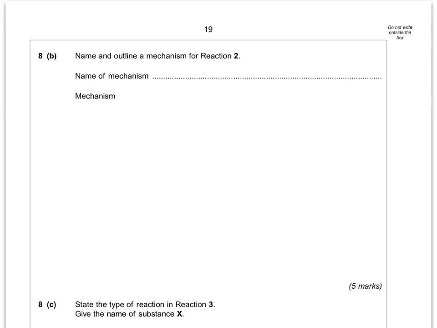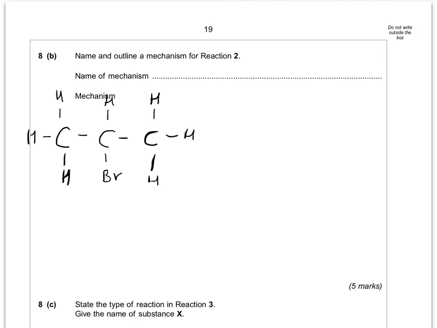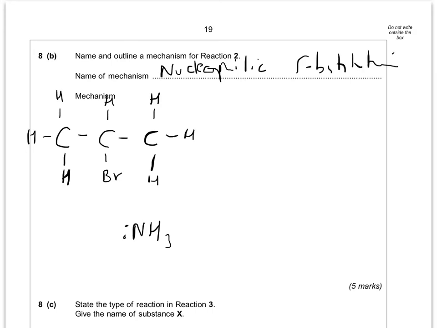And the next one says, name and outline the mechanism for reaction 2. So reaction 2 was your 2-bromopropane reacting with ammonia. So this is your more difficult nucleophilic substitution mechanism. So this is nucleophilic, make sure you spell it right, substitution.